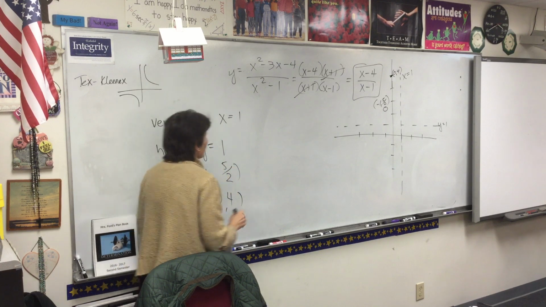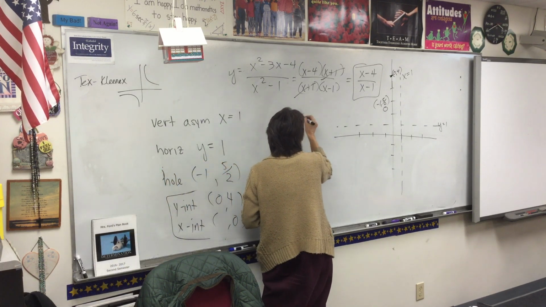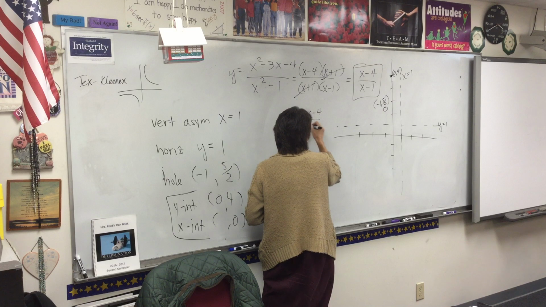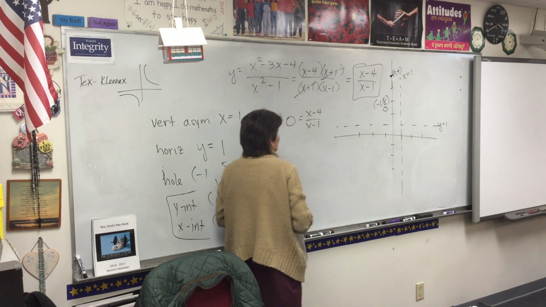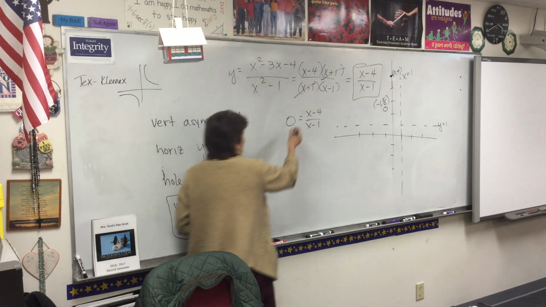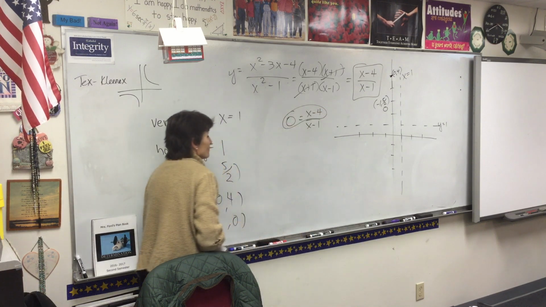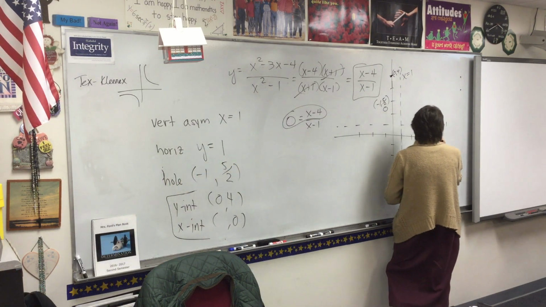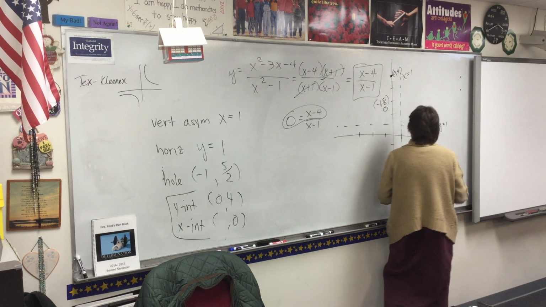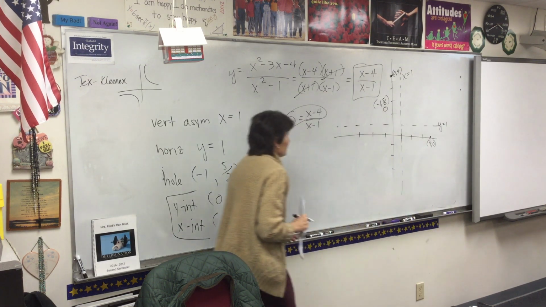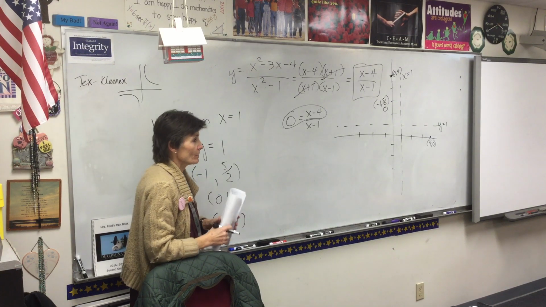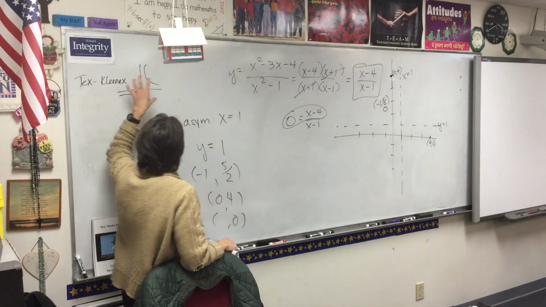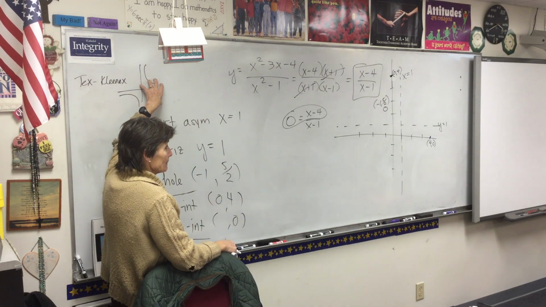And what happens if I let y be 0? Solve that. X is 4. Now you only have one vertical asymptote, so that keeps the picture more like this.